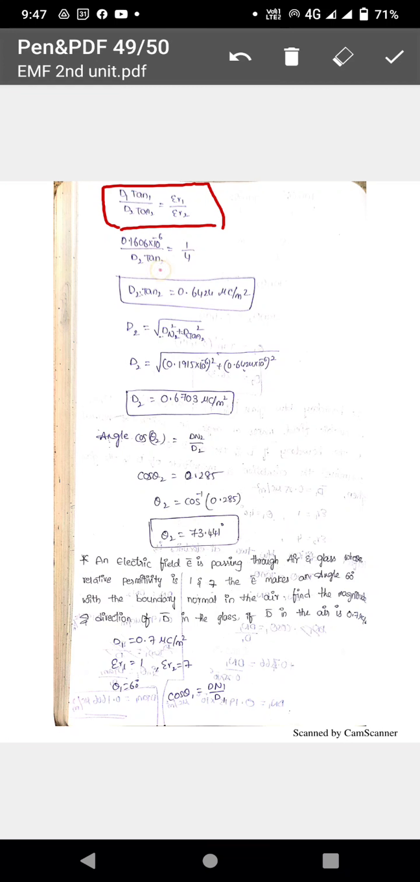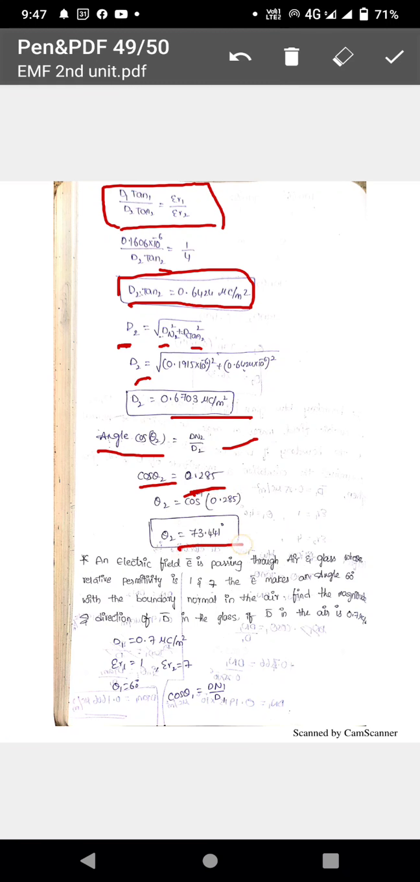By substituting, we can calculate D2 tan 2. The magnitude of D2 is given by the square root of Dn2 square plus D tan 2 square. That is D2. The angle of refraction: cos theta 2 equal to Dn2 by D2. Cos theta 2 equal to 0.125285. From that, theta 2 is 73.44 degrees. Similarly, to understand this problem, we have to remember the formulas for how we are calculating, and the diagram is also important.